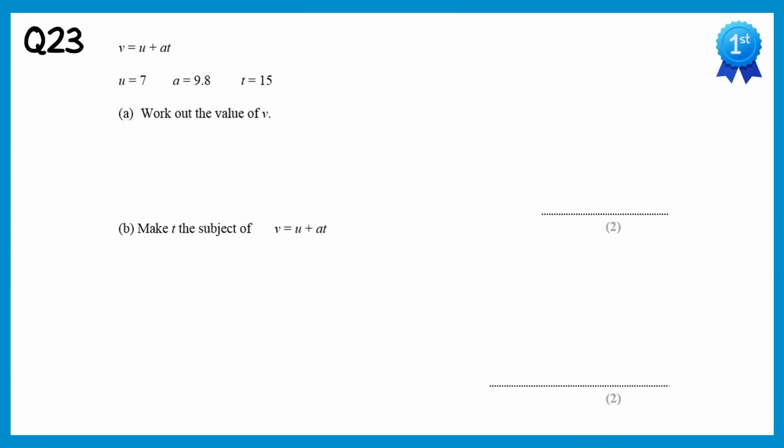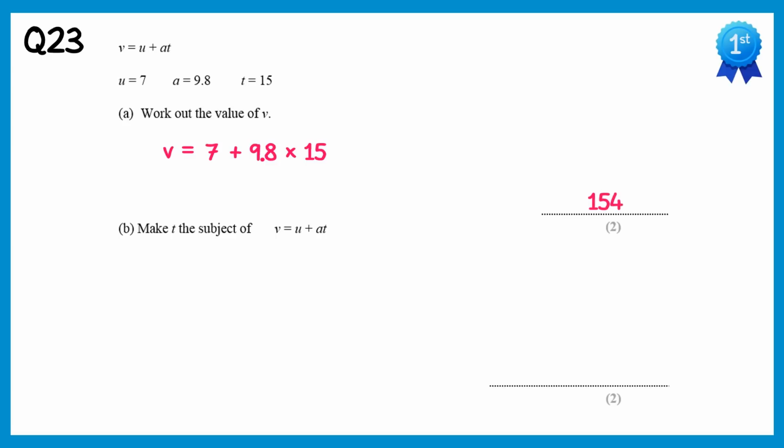For this question, we need to find the value of v. We're given a formula, v equals u plus at, so we're going to write this out again, but substitute in the values. So v equals u, which we're told is 7, plus a, which we're told is 9.8, times t, which we're told is 15. If you type this into your calculator, you'll get the answer 154.